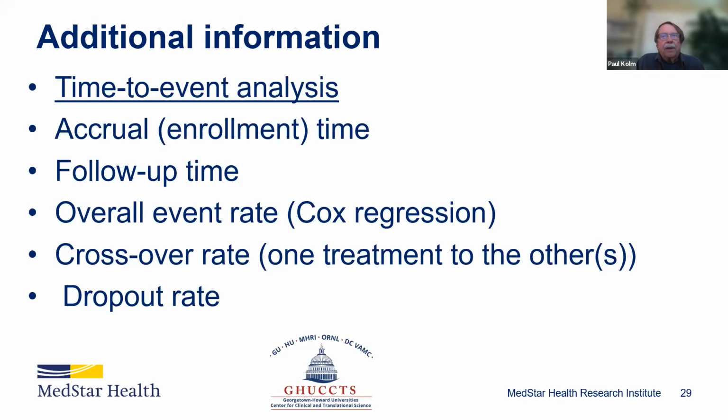And then also if there's a possibility of crossing over, say from one treatment to another, we'd need to know what that is. And then we would also need to know the dropout rate. Actually, we need to know the dropout rate for all of the different analyses that we would do. And dropout rate meaning, patients drop out for one reason or another that may or may not be related to the intervention.